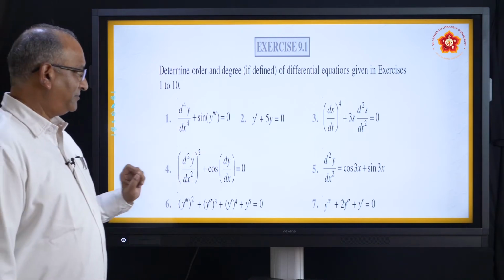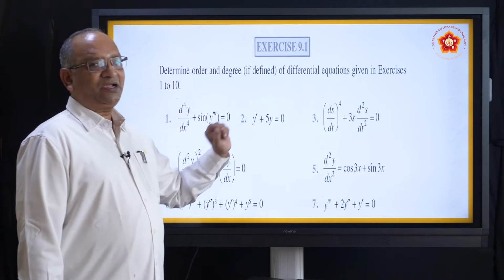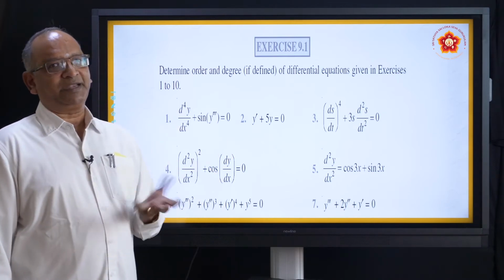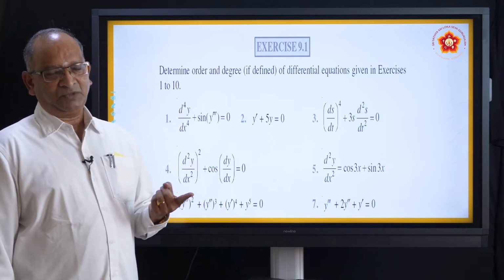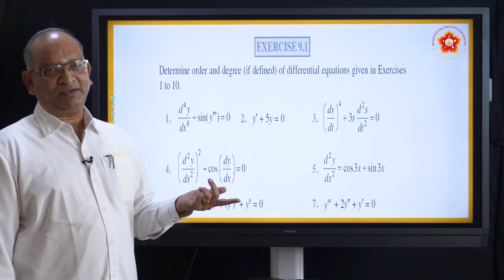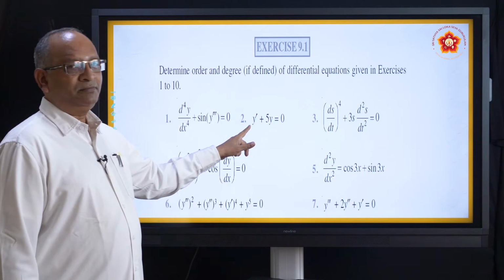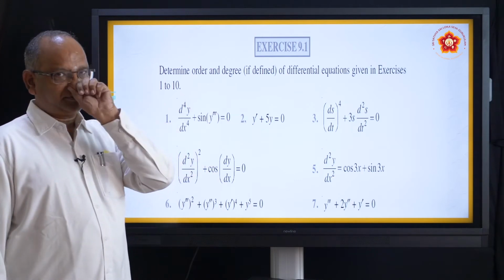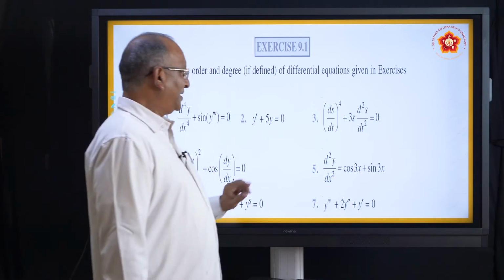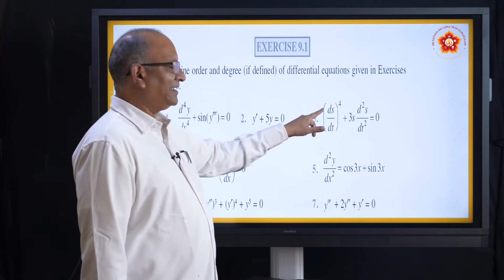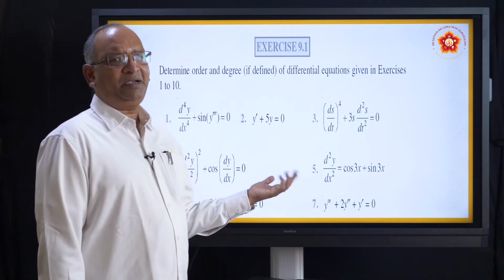Come to the second. Y dash plus 5y equal to 0. Y dash means what? dy by dx. Order is 1. What is its power? That is also 1. And there is no function like this. So order is 1, degree is also 1. Come to the third problem. Instead of y, he has taken s. Any variable can be taken.